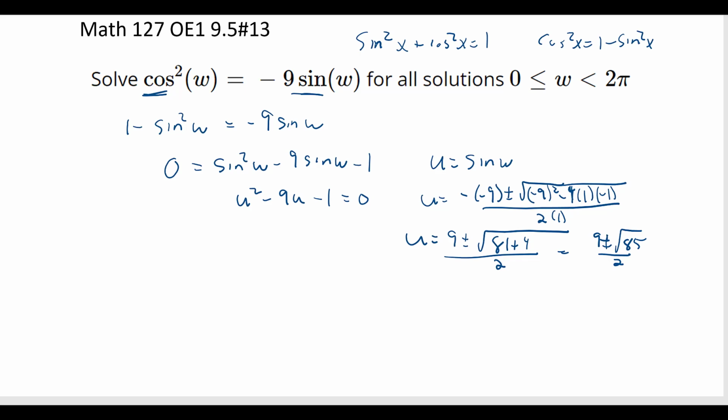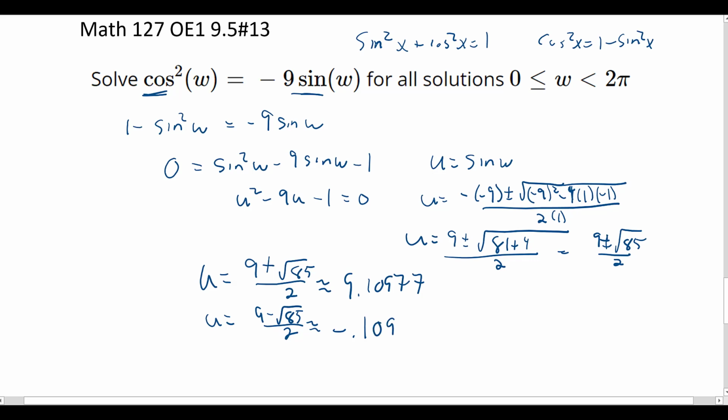So we turn to our friendly neighborhood calculator to come up with these values. So one is going to be u equals 9 plus the square root of 85 divided by 2, and that's approximately 9.10977. And the other one is going to be u equals 9 minus the square root of 85 divided by 2, which is approximately negative 0.10977. Now remember, u is sine of omega.